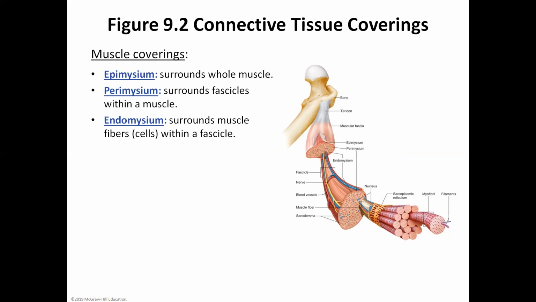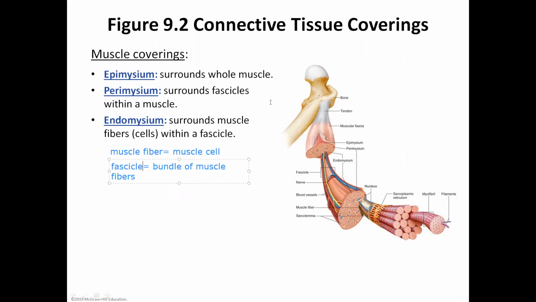A fascicle is going to be a bundle of muscle fiber. Now, really quickly, I want to make mention of this so that it makes a little bit more sense. When we think about muscle fiber, that is the equivalent of a muscle cell. So a muscle fiber is a muscle cell. So when we think about a fascicle, it is a bundle of muscle fibers that are held together. If I could spell today, this would be fantastic.